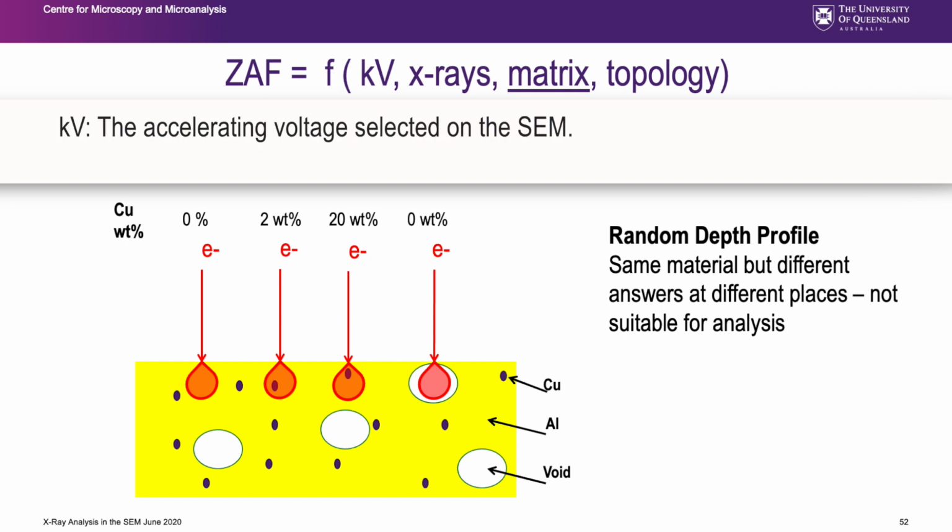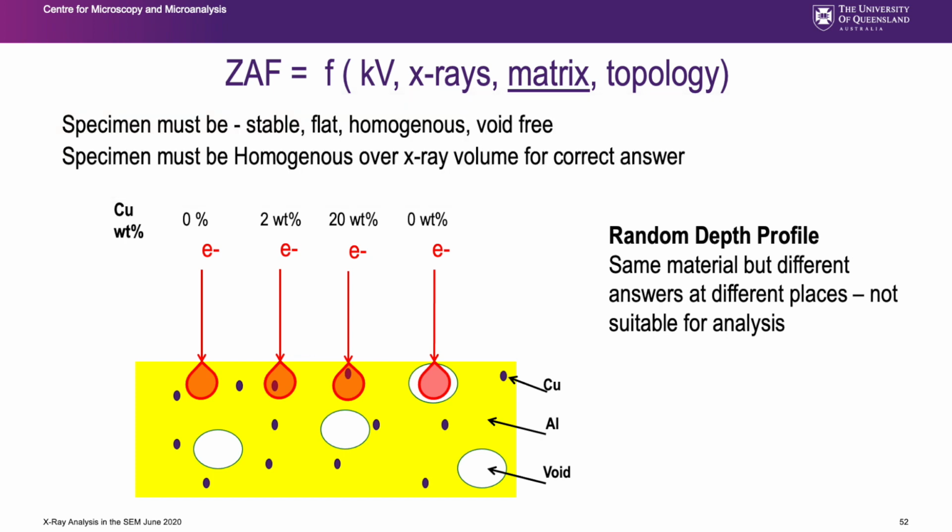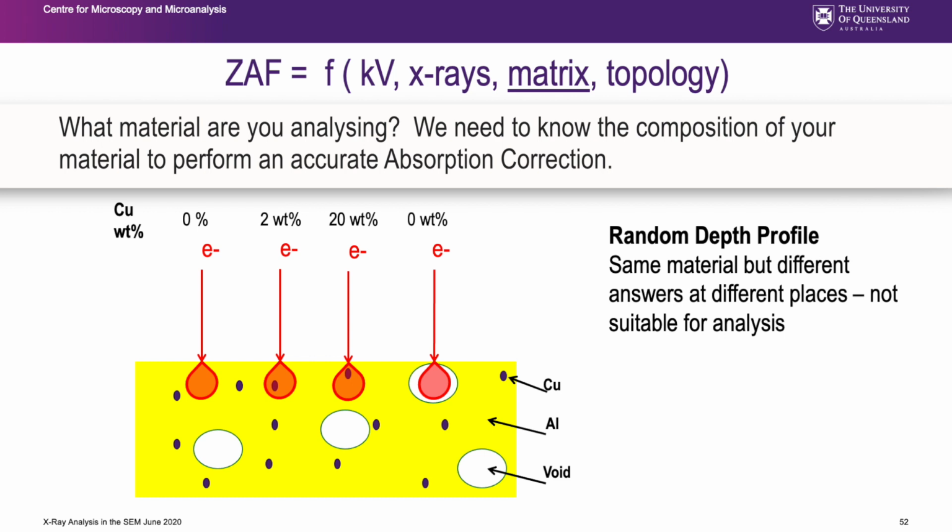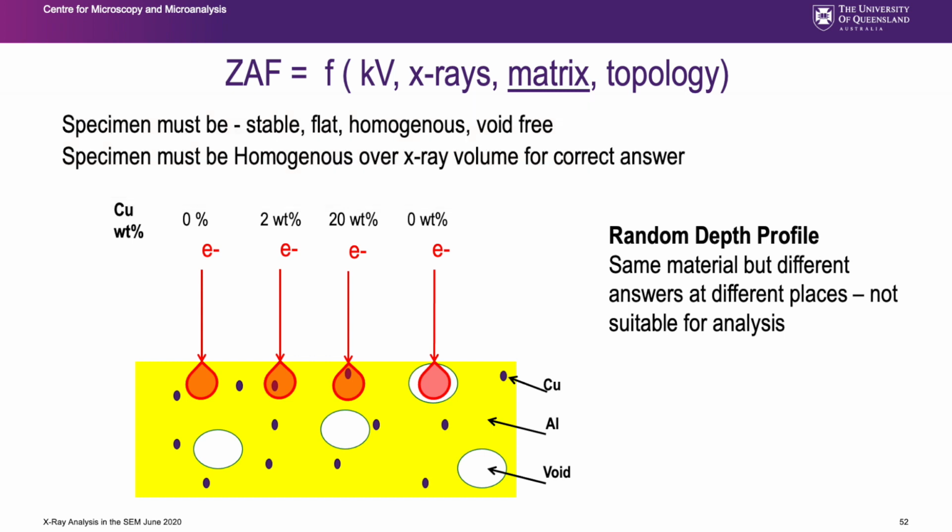The kV is easy, it's the accelerating voltage of the microscope. The X-rays are what we label. That's a direct input into the ZAF correction. The final input data it needs from you is the material. What are you analysing? It needs to know the actual composition of your material so it can do the absorption cross-section. When an X-ray is travelling through a material and being absorbed, it needs to know what material it's travelling through. Stop and think for a second.